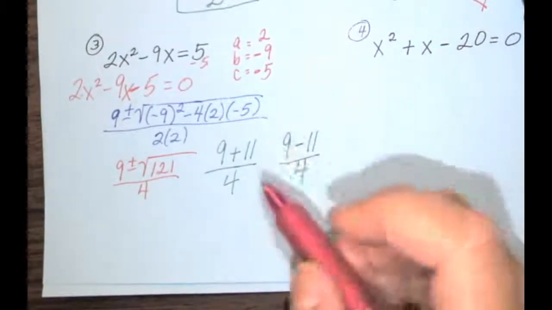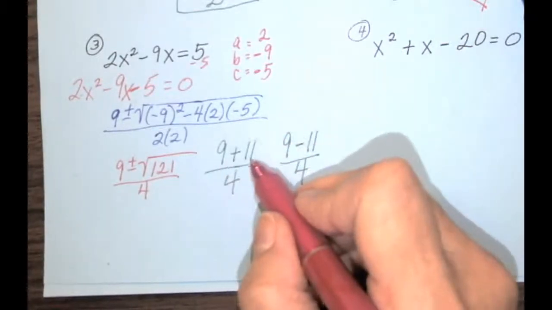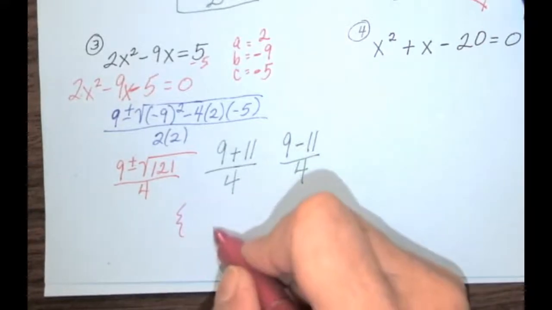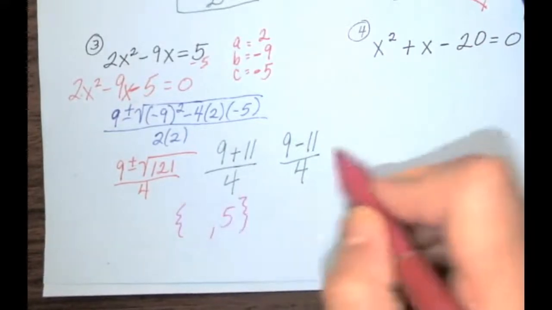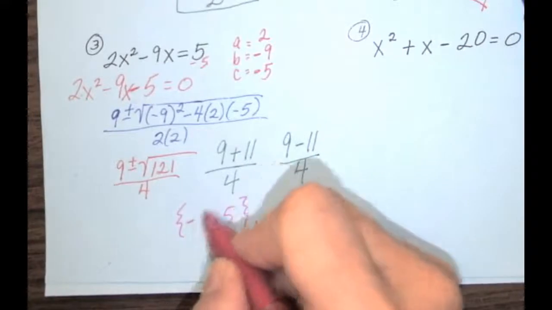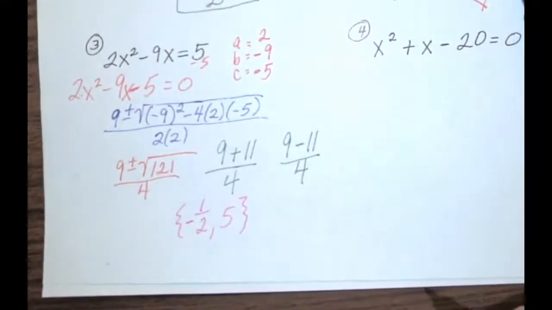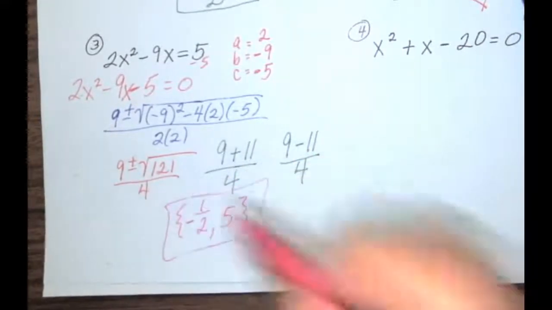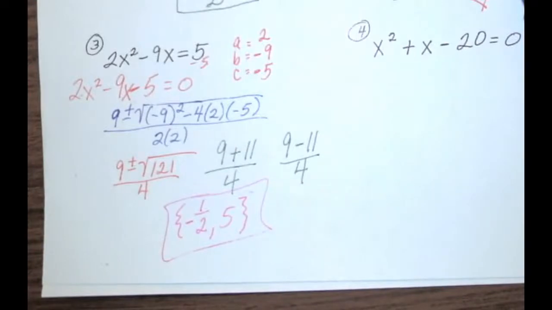All right. 9 plus 11 is 20, divided by 4 is 5, and 9 minus 11 is negative 2, divided by 4 gets negative 1/2. Those are your two roots. Sometimes you'll get a nice pretty answer like this, other times you'll get ugly ones. I apologize for calling you ugly.